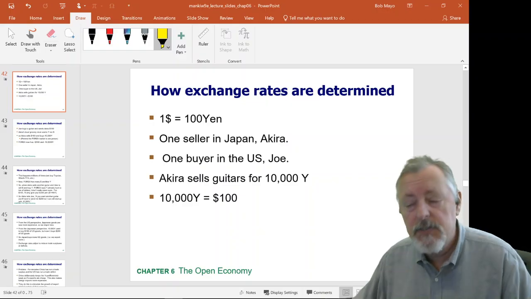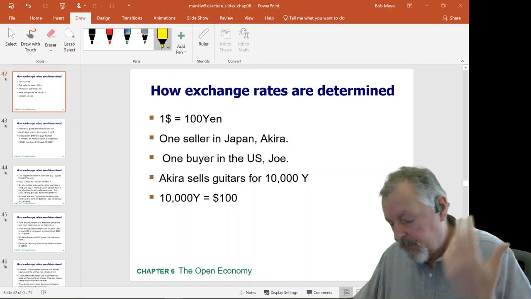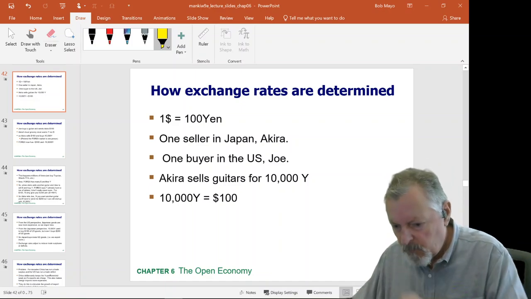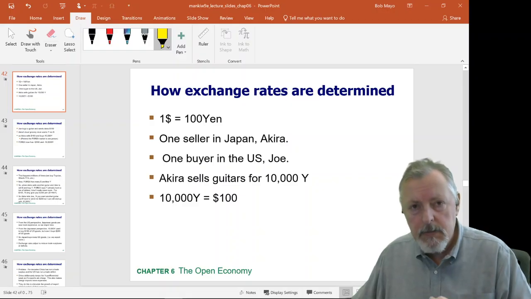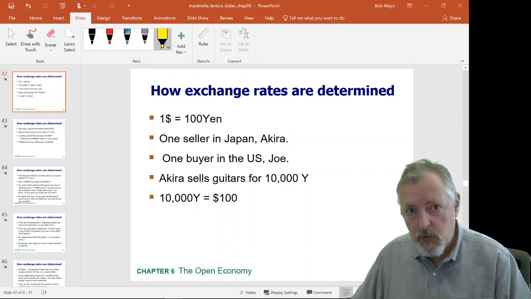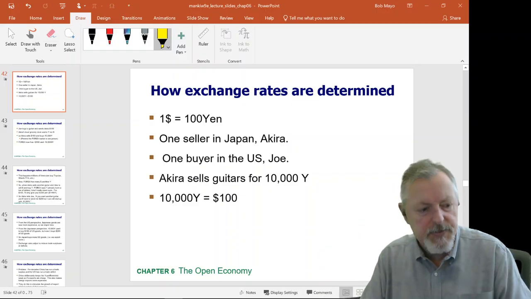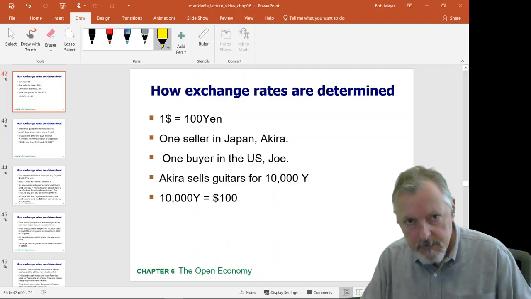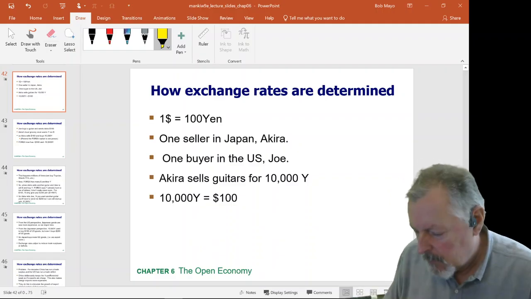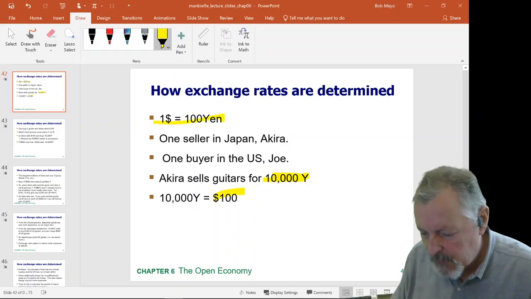Okay, Akira makes guitars, Akira sells guitars, and the price is 10,000 yen, about $100. Akira doesn't want dollars. Akira wants yen, because when Akira's landlord says, "Where's the rent?" he's got to have yen. If he wants to go get something to eat, he's got to have yen. So the 10,000 yen that Akira wants for a guitar, at this exchange rate, is $100.